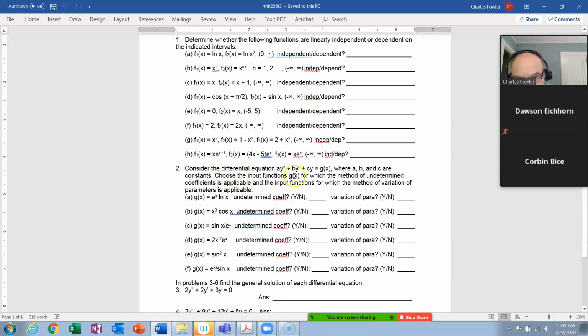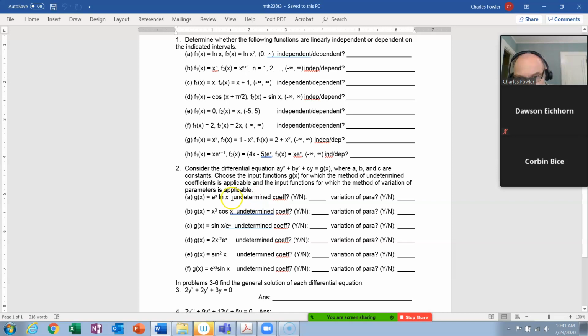Consider this differential equation here, a second order linear differential equation with constant coefficients and non-homogeneous. a, b, and c are constants, no functions. And it says choose the input function g of x for which the method of undetermined coefficients is applicable, and wait a minute, this statement doesn't make a lot of sense.